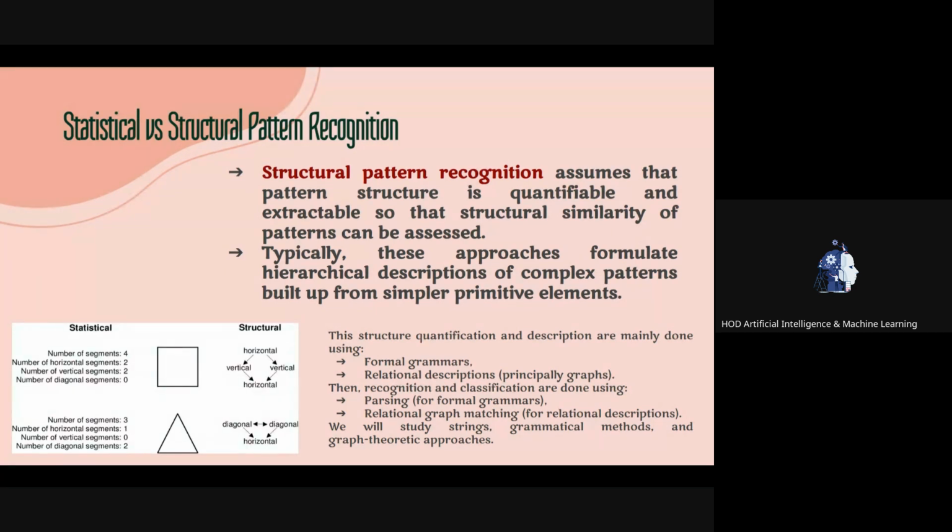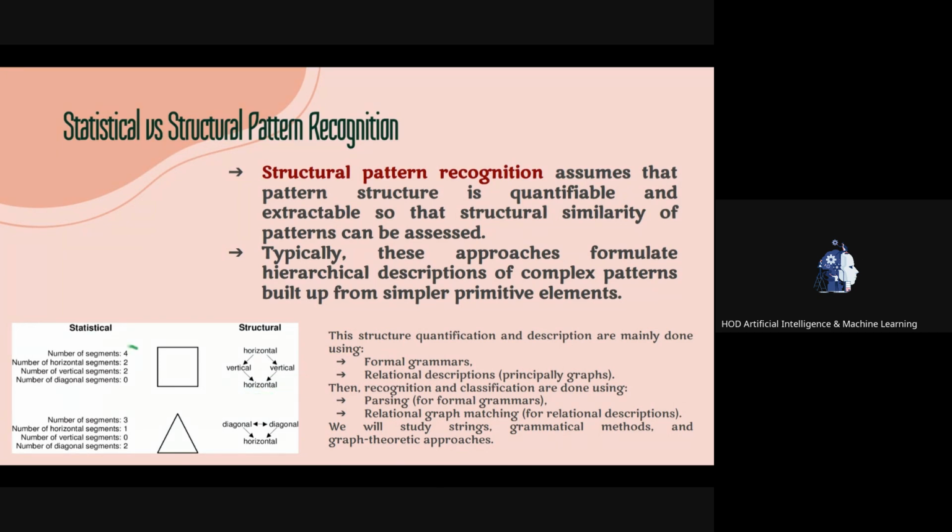What do you mean by structure quantification? See, you just look at this. These are all structure definitions. You understand? Horizontal, vertical, and horizontal, these are all structure definitions. And this structure definition has to be converted into a quantification. That means we need to give a value for these structural definitions.